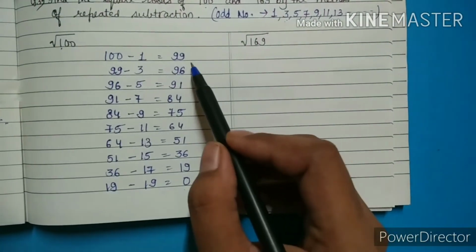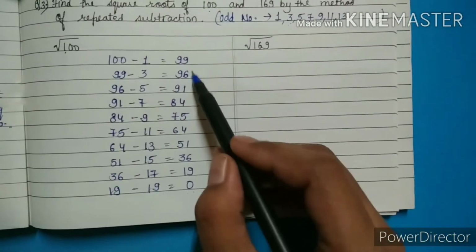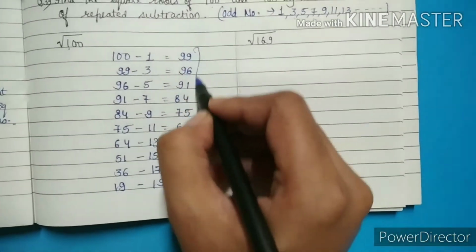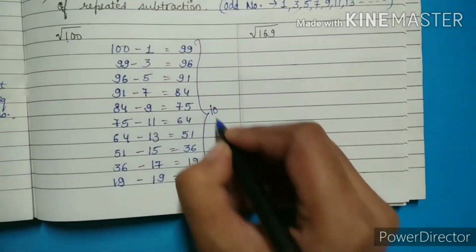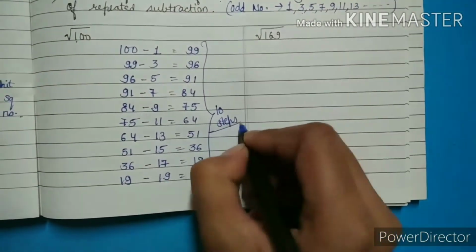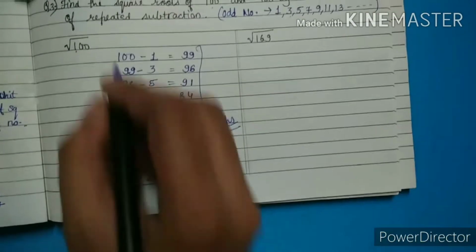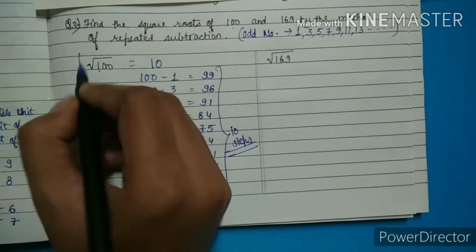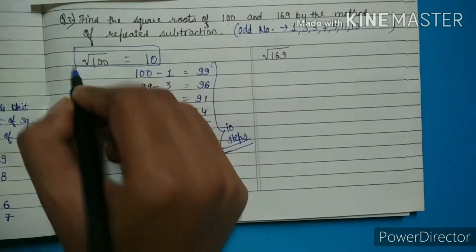And in how many steps did we get 0? 1, 2, 3, 4, 5, 6, 7, 8, 9, 10. How many steps are there? There are 10 steps. It means the square root of 100 is 10. So this is the answer of the first one.